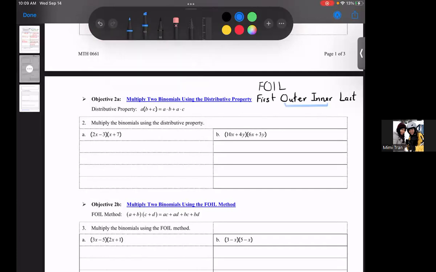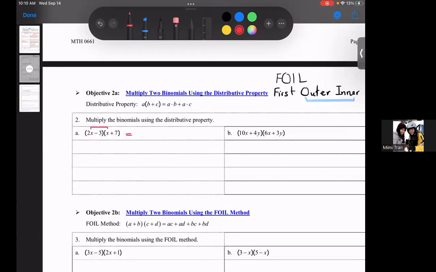Actually, you know what? Depending on what I give you, yeah, you can combine. But let's see what happened. So first, 2x times x is 2x squared. And then outer, 2x times 7 is 14x. And then inner, negative 3x. And last, negative 3 times 7 is negative 21.